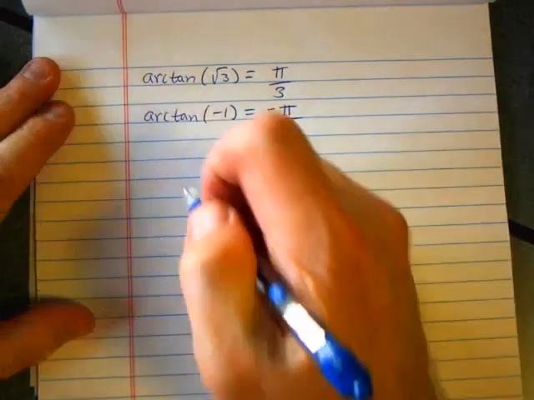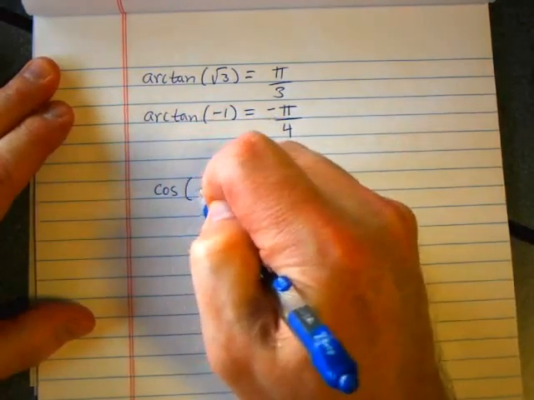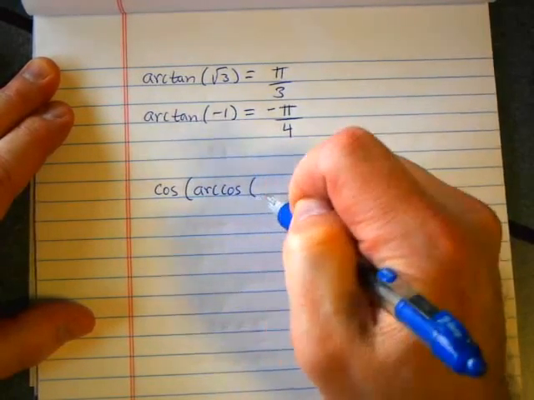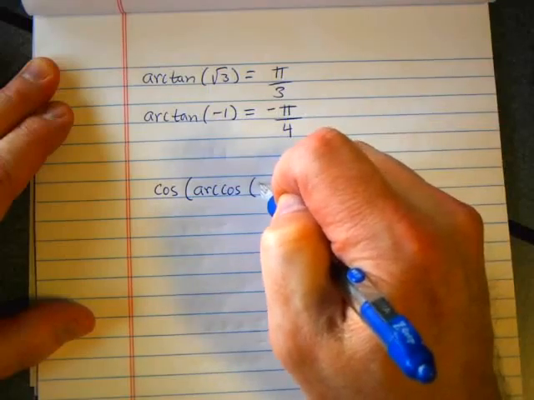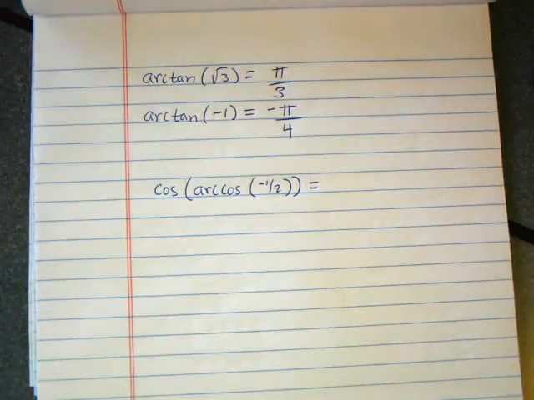All right, how about problems like this? What if I asked you for the cosine of the arc cosine of negative 1/2? Start in the middle and work your way out. That would be the hard way to do it. But it would be correct. F of X, G of X. It's one of those f of g of x things.